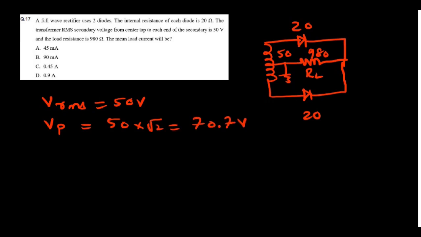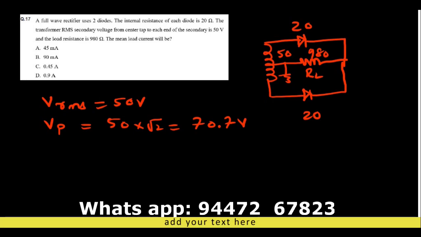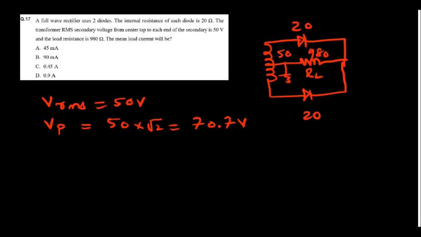Then what is VP? VRMS he has given us 50 volts. So V peak equals 50 multiplied by root 2. So this gives 70.7 volt. What we need is the mean load current. The current flowing through the load also passes through the forward resistance of the diode, that is 20 ohm.